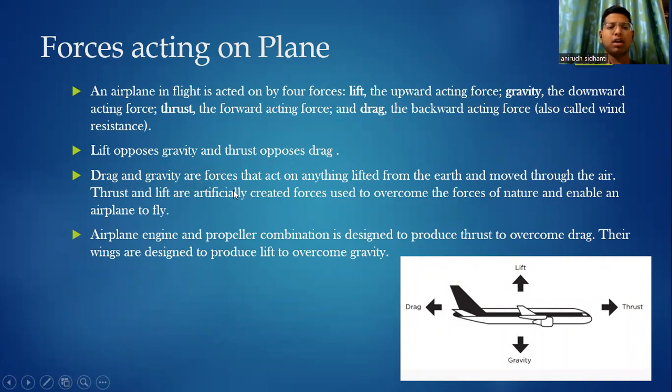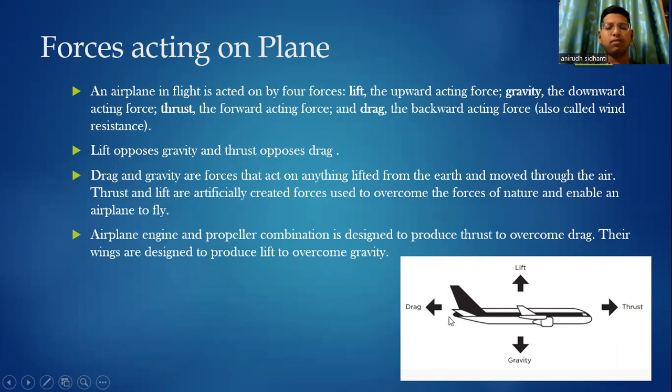Drag and gravity are forces that act on anything lifted from the earth and moved through the air. Thrust and lift are artificially created forces used to overcome the forces of nature and enable an aeroplane to fly. Aeroplane engines and propellers combined are designed to produce thrust to overcome drag. Therefore, the wings are designed to produce lift to overcome gravity.